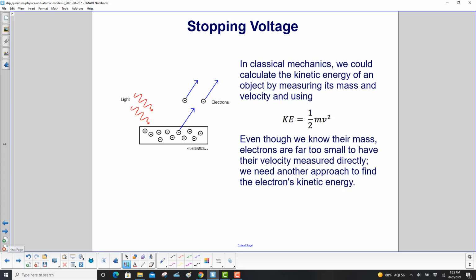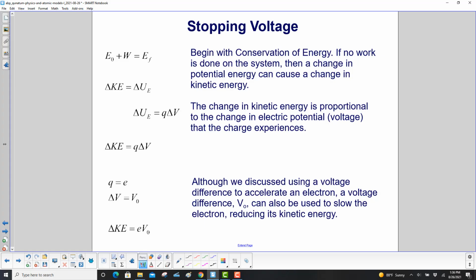Stopping voltage. In classical mechanics, we could calculate the kinetic energy of an object by measuring its mass and velocity and using kinetic energy as 1/2 mv squared. Even though we know their masses, electrons are far too small to have their velocity measured directly. We need another approach to find the electron's kinetic energy. Begin with conservation of energy. If no work is done on the system, then a change in potential energy can cause a change in kinetic energy. So we're going to write delta KE is change in potential energy.